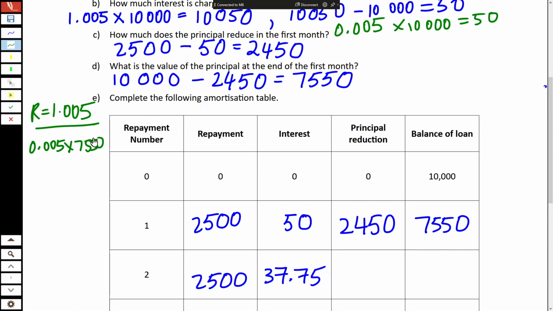All right, Cooper, how much does the value of the principal reduce? Okay, Brian? 2,463. Yep, I think that's right. So I'll do the calculation on the side. 2,500 minus 37.75 equals 2,462.25. You can use a calculator for all this, by the way.